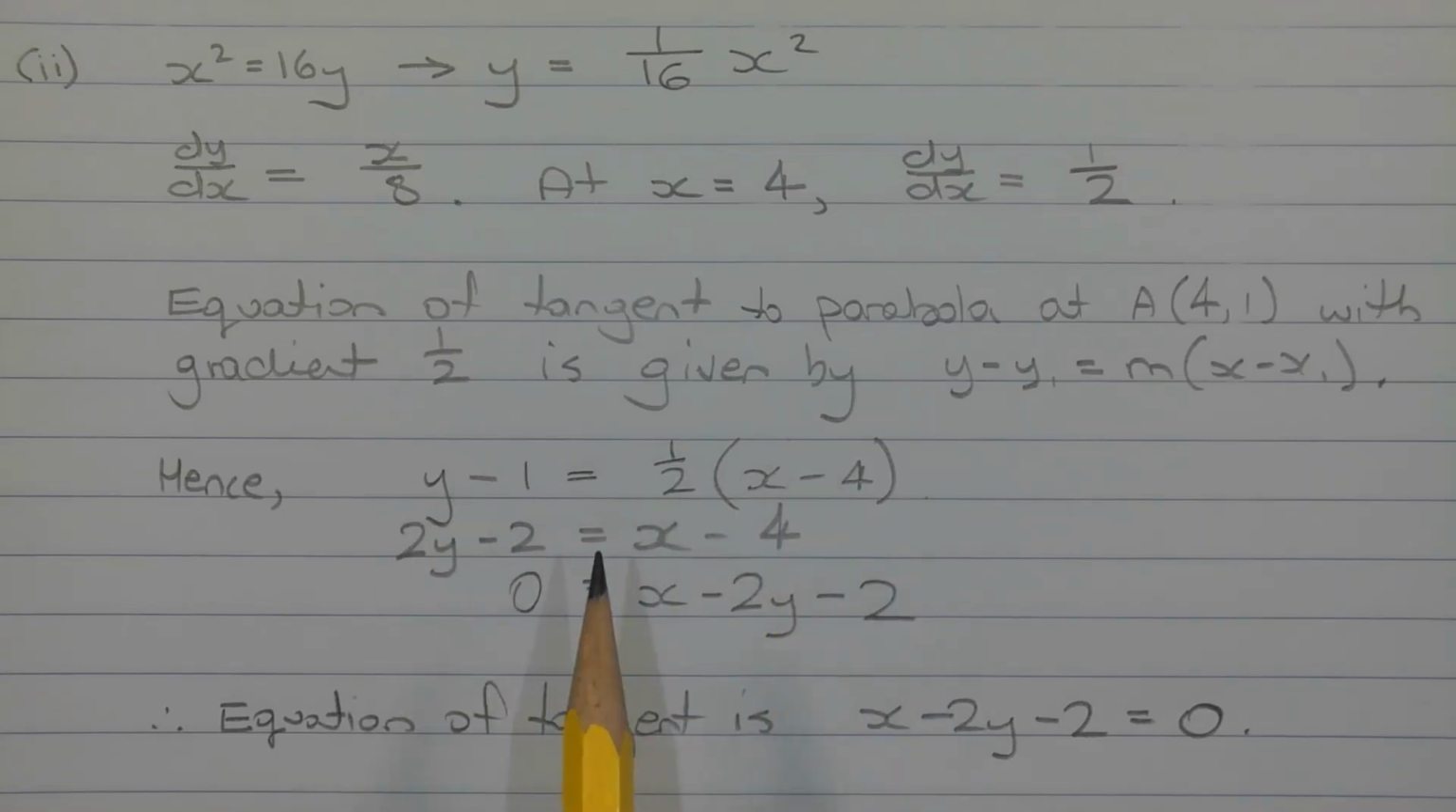Multiplying both sides of the equation by the denominator 2, which eliminates the fraction, we get 2y minus 2 equals x minus 4. Moving all terms on the left-hand side over to the right-hand side, we get 0 equals x minus 2y minus 2. Then we switch the sides again, so that we express the equation correctly in general form. We get the equation of the tangent is x minus 2y minus 2 equals 0.